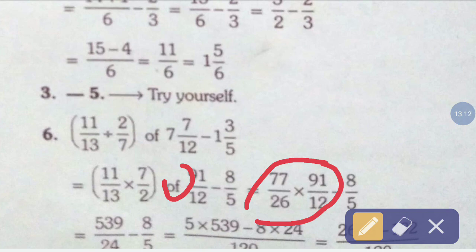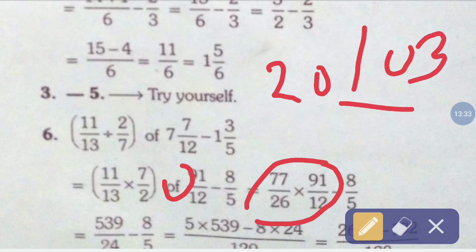So according to that, as we have done many examples of subtraction, you can do that. You will be getting the answer 2503 upon 120, and if you reduce it to the lowest term, you will be getting the answer 20 whole 103 upon 120. This is your final answer. In this way you can do your sums.